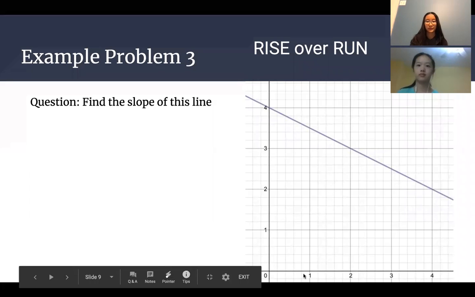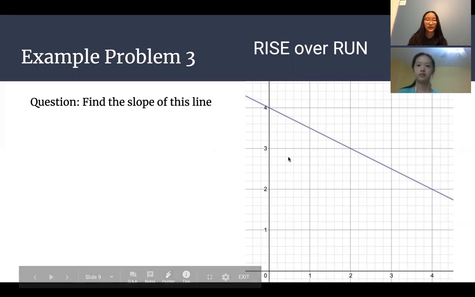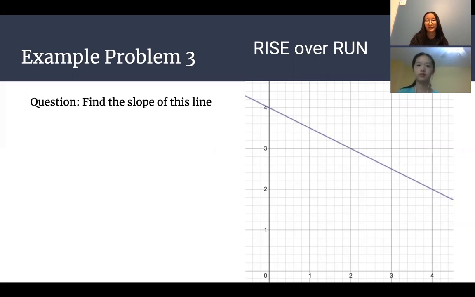Okay, so here is an example problem. Dang it. Okay, well, you see the answer already, that's okay. So the question is to find the slope of this line. You should try to work this out on your own, even though I already showed the answer by accident.